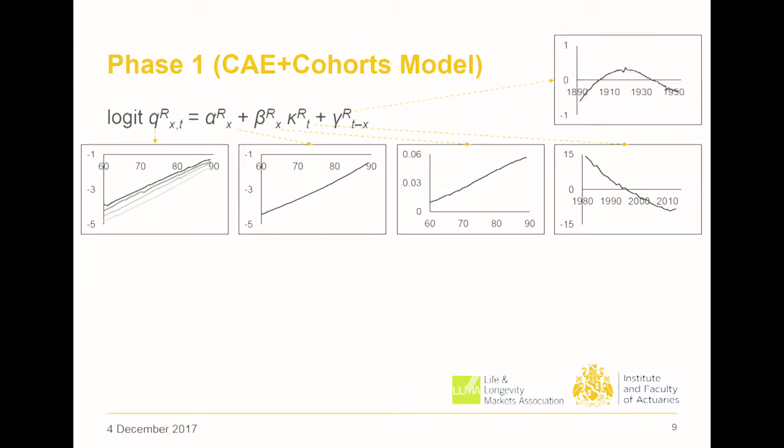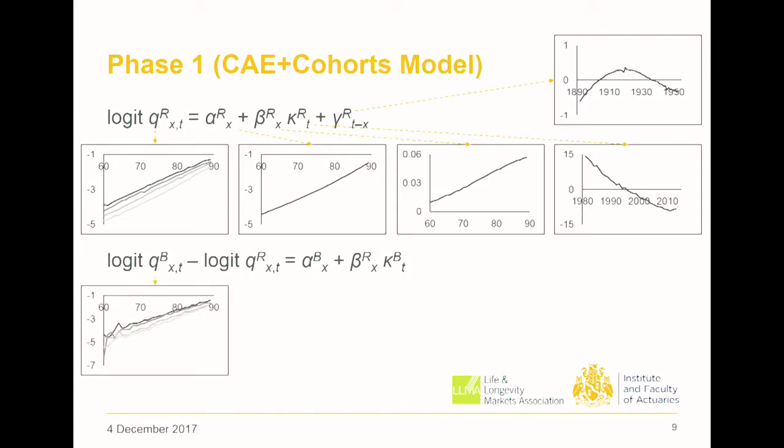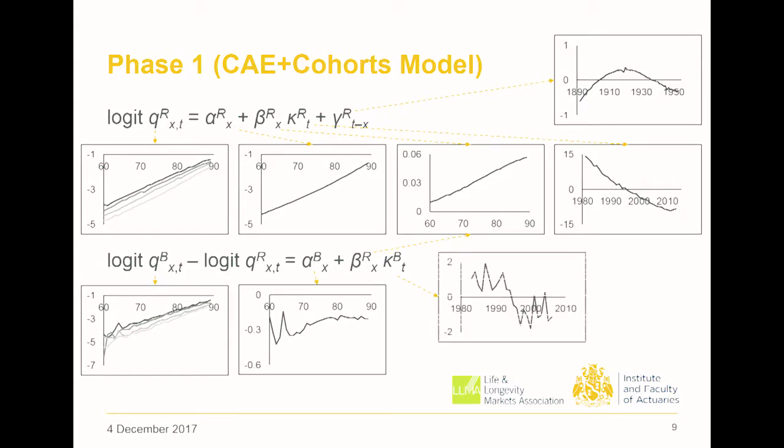In the second model component, the difference between the logit book rate and the logit reference rate is expressed in terms of another Lee-Carter structure with a different alpha x, but the same beta x as above. That is why it is called common age effect, CAE, and a different kappa t, which is modeled by an AR(1) process.